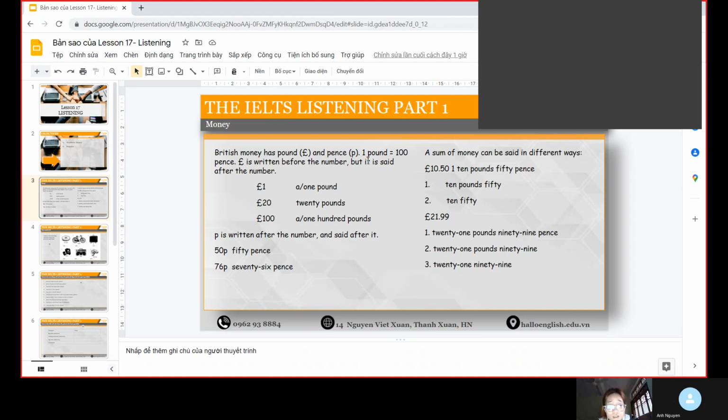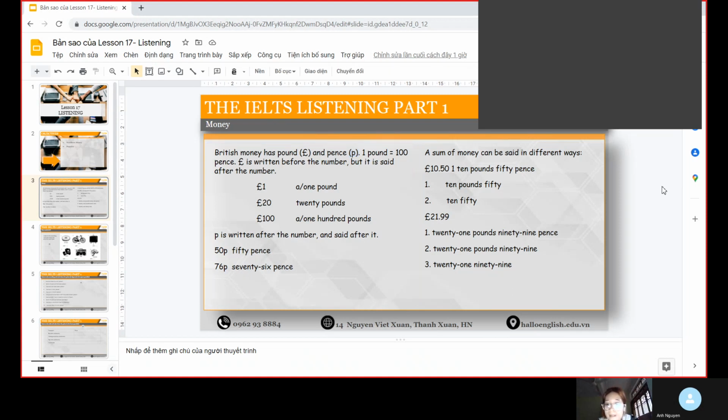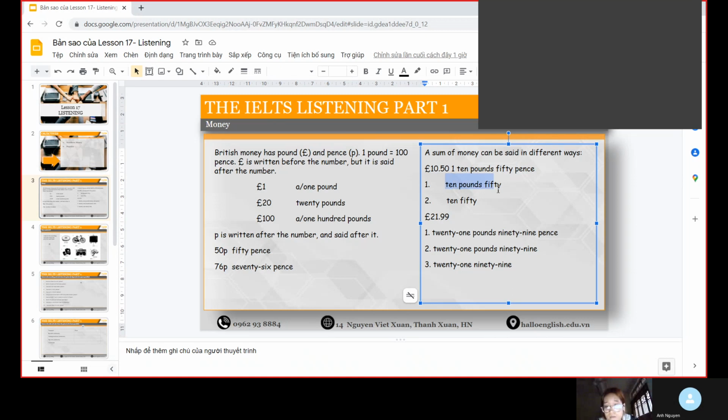The pence symbol P is written after the number and said after it. 50 pence, 76 pence. Another note, a sum of money can be said in different ways. 10 pounds 50 pence, or 10 pounds 50, 10.50.